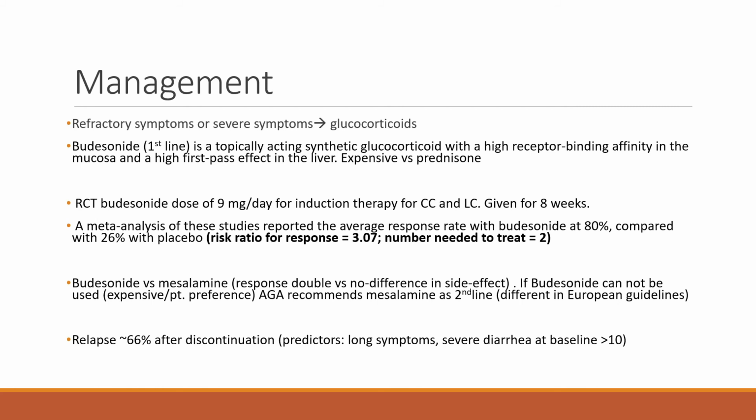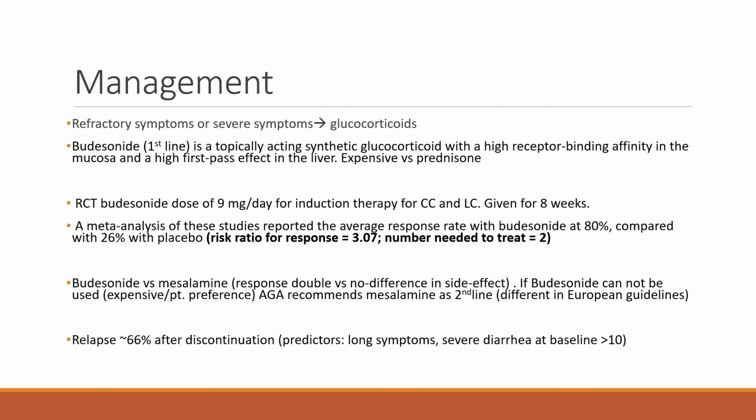So AGA recommends it as second line if the budesonide doesn't work or the cost is prohibitive, because budesonide can be really, really expensive. And I'm sure anyone who has prescribed budesonide sometimes has to go through prior authorization. Now, relapse. Approximately 66% experience relapse after discontinuation, and it could be 1 year later, 2 years later, a couple of years later, but sometimes they do experience relapse.